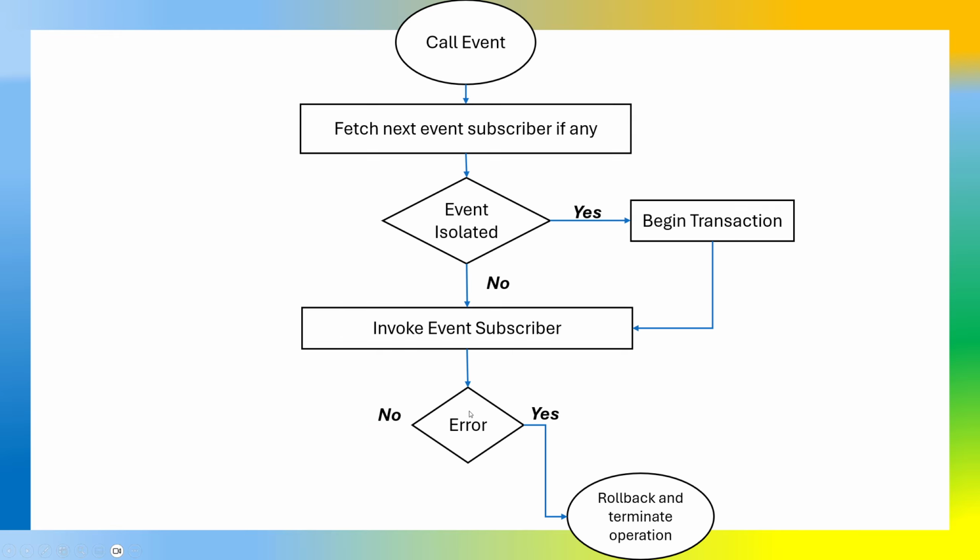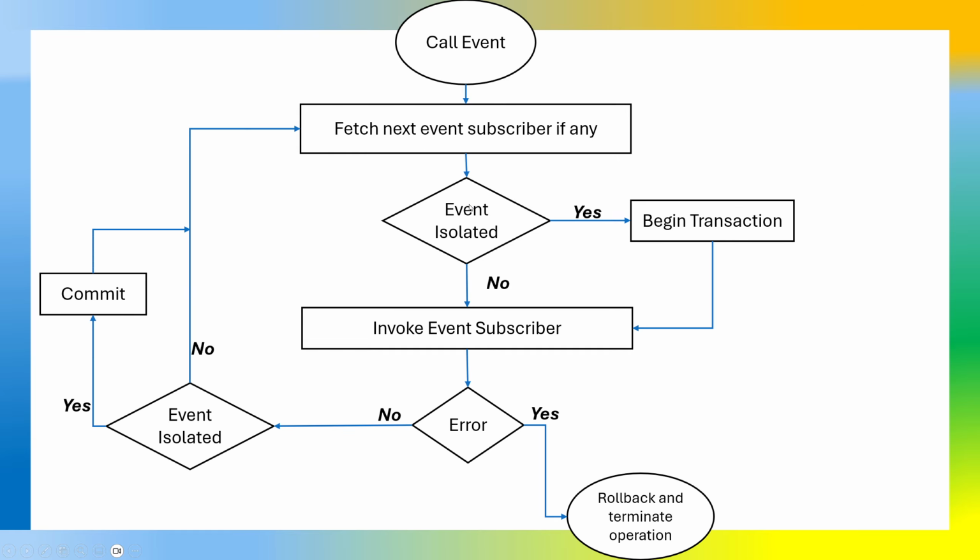What else changes? If there are no errors, it doesn't go directly to the next subscriber. It checks again whether the event is isolated or not. If the event is not isolated, the process remains the same. But if the event is isolated, a commit happens for that subscriber, which is called an internal commit. You don't have to write it.